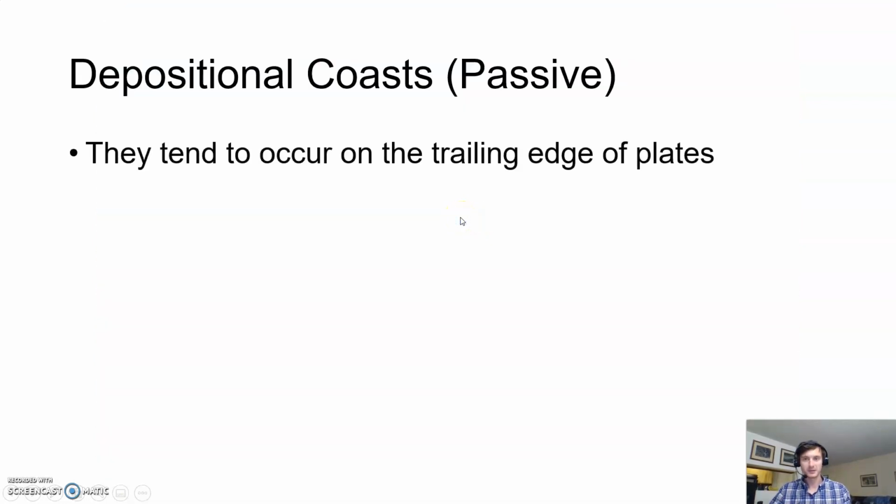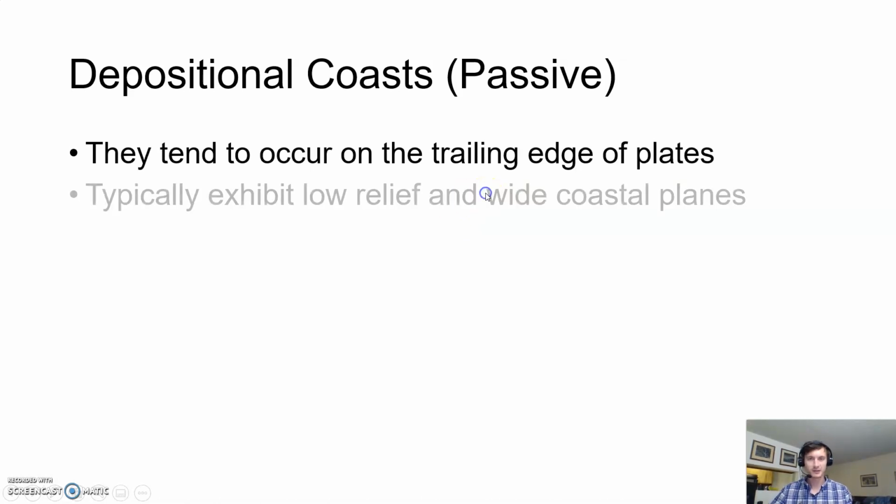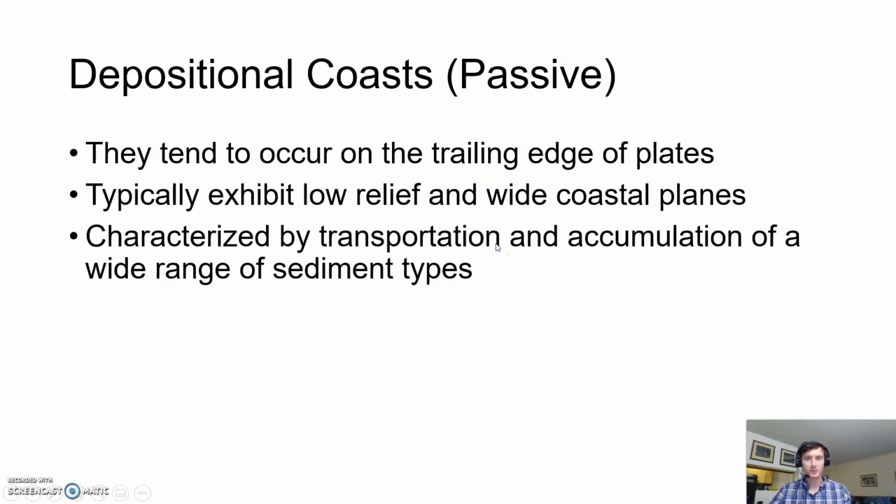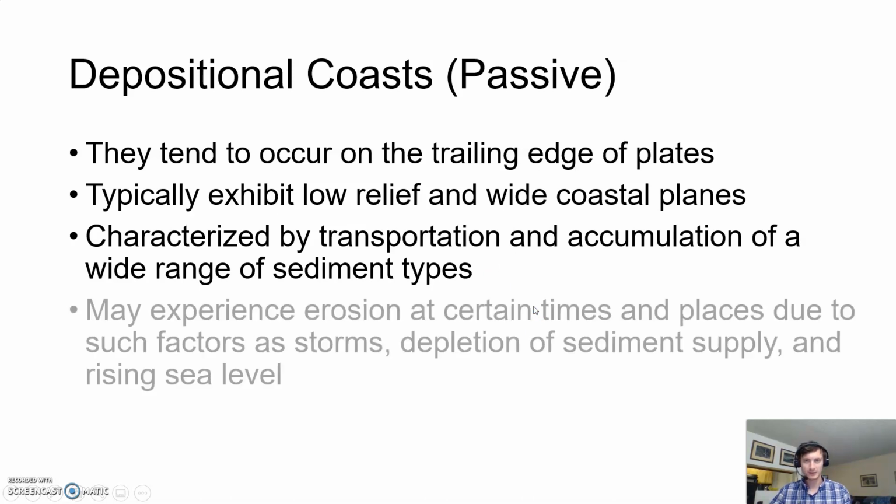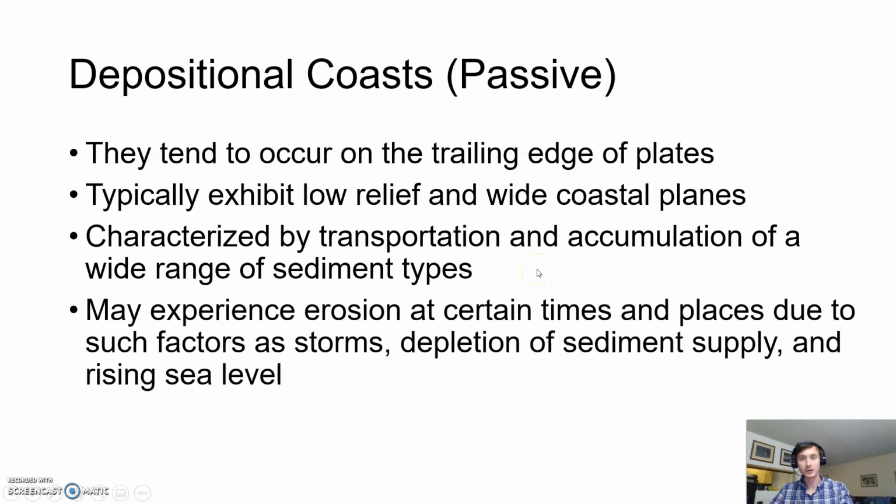Moving on, passive margins, dominated by deposition. They're going to be on the trailing edge of plates, a little bit further from the action, with lower relief and nice flat, wide coastal plains. These are going to be dominated by transportation and accumulation of sediments, right? So before, we were eating stuff away mostly, and here we're building stuff up on the passive margins.